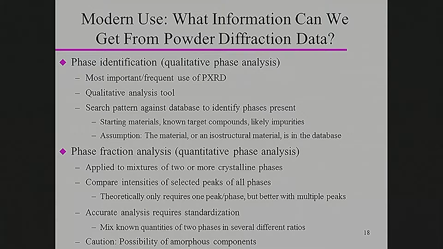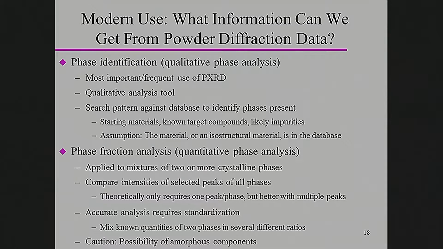Phase identification is still the most common use of powder diffraction, okay? It's a qualitative analysis tool. You search your pattern against a database, and you can identify phases that are present: starting materials, known target compounds, likely impurities, or if there is an isostructural material in the database, you can still identify it by pulling up something that has the same type of unit cell. Okay?